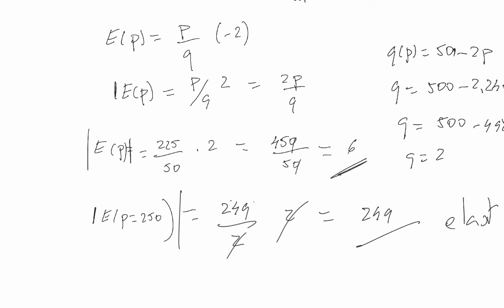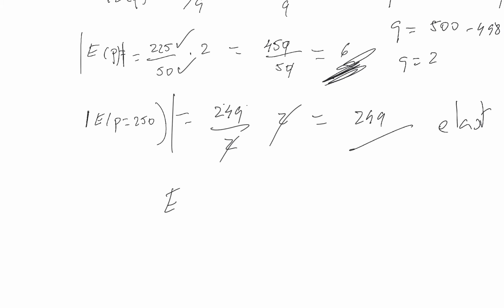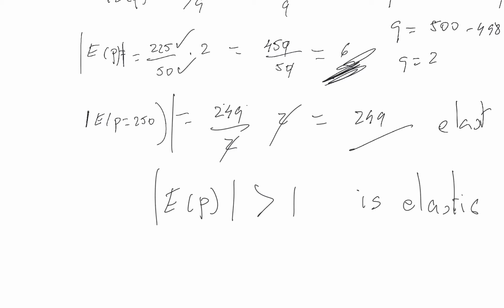So the demand is elastic all the time, in all the interval. Because at the beginning of the interval, when P is 225 and Q is 50, the elasticity is large. So it is always elastic. Remember that if E of P is bigger than 1, the demand is elastic, and when it's smaller than 1, it is inelastic.